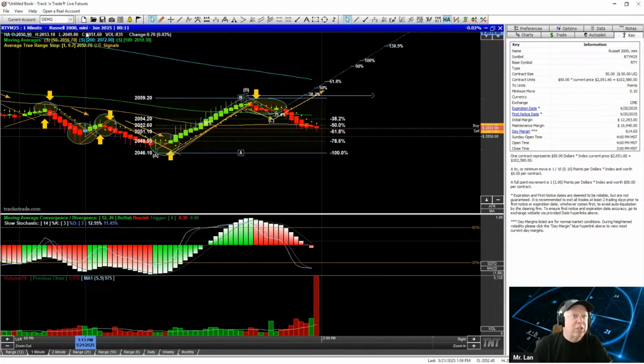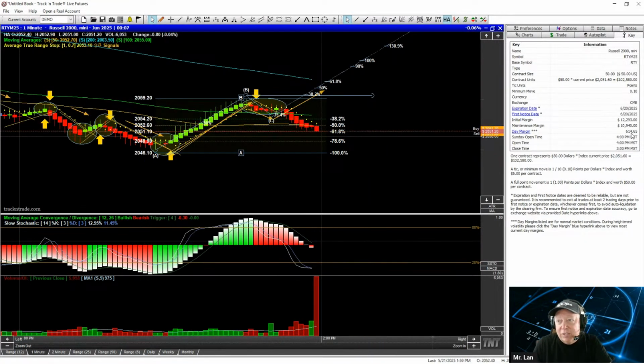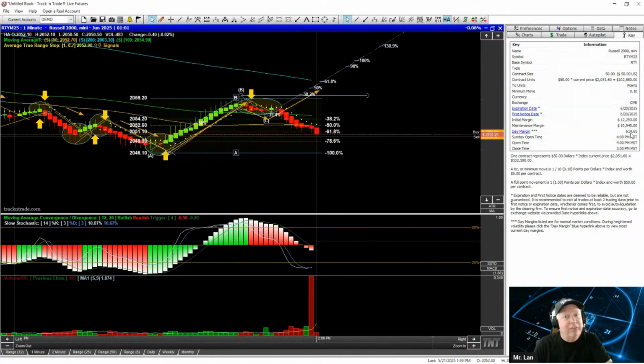So this is a 1-minute chart on the mini. So this is not the micro, this is a mini. And for day trading, you have to have $614 to make one trade. That's one contract, $614. That's it. You don't have to have $25,000 to get into these markets. You can get in and trade them with $600.